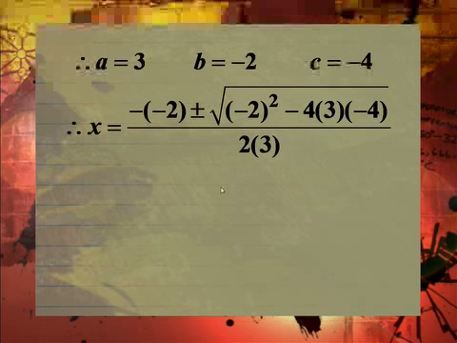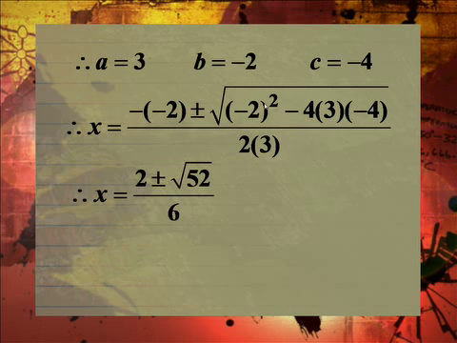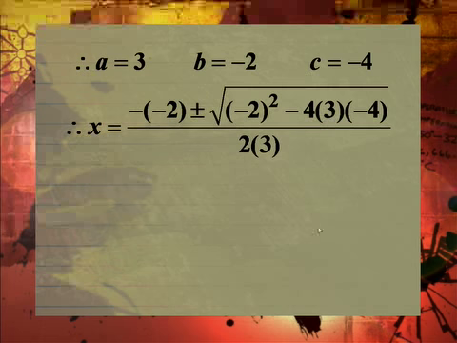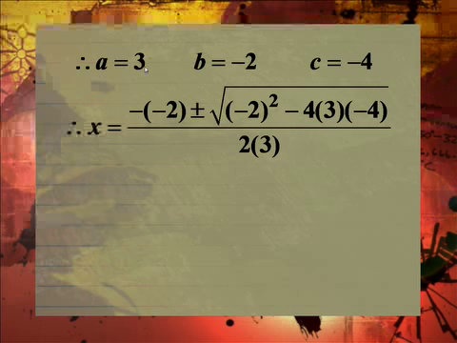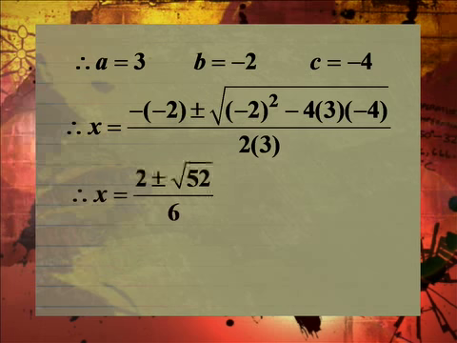Now let's go there, and we have got our values and our formula. Minus b, there's b, plus or minus the square root of b squared, which is minus 2 squared, minus 4 times a, which is 3, and c is minus 4, all over 2a. This is important. This comes from the formula on the formula sheet. Now let's tidy it up.